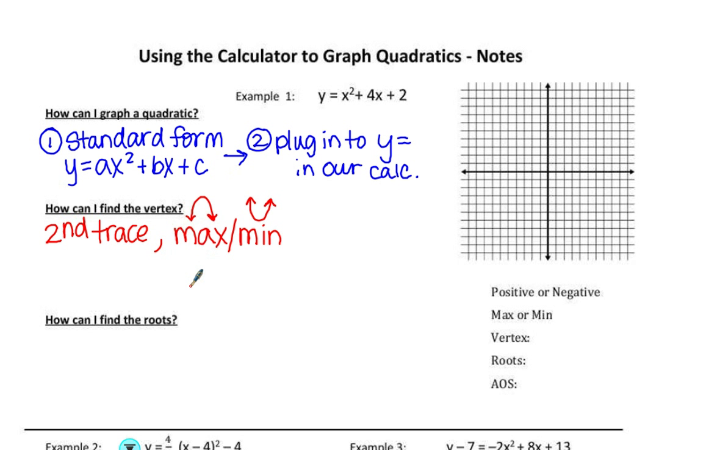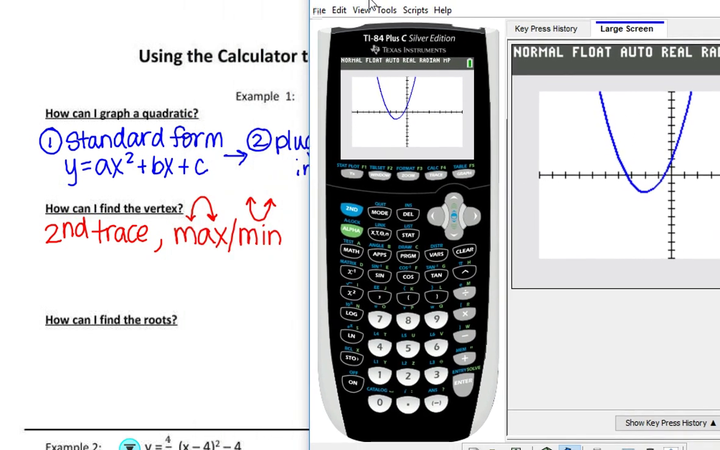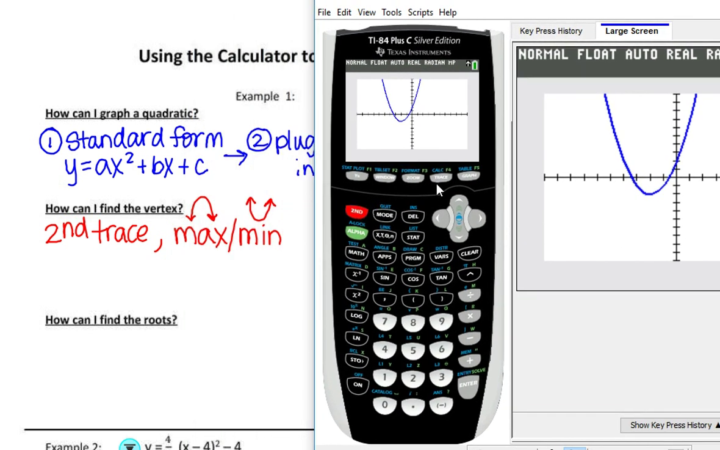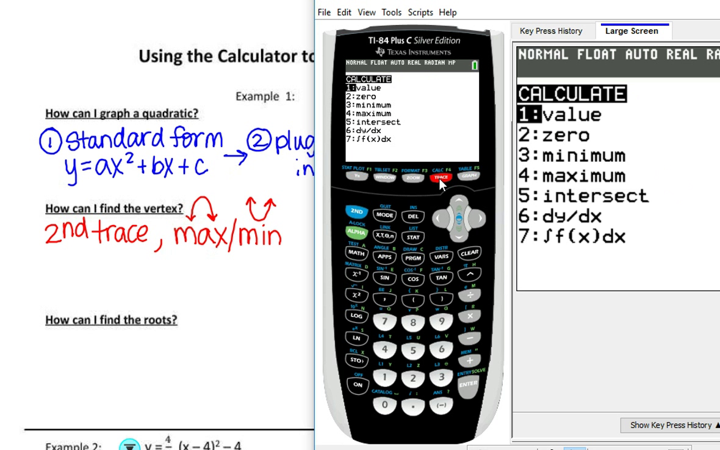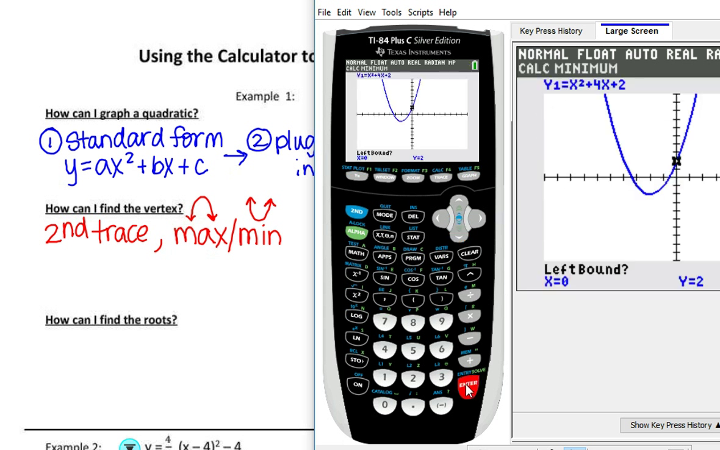Alright, let's go ahead and try this. I'm going to show you what we do, and then we'll write it into words in a second. So I'm going to go second trace, and in this case, I have a minimum. So I'm going to scroll to option number 3, and I'm trying to find the minimum. Now look, it's going to ask us some questions. See down here where it says left bound? What that means is it wants us to scroll this little cursor to the left side of our vertex. So you can left arrow over here, and then you hit enter.